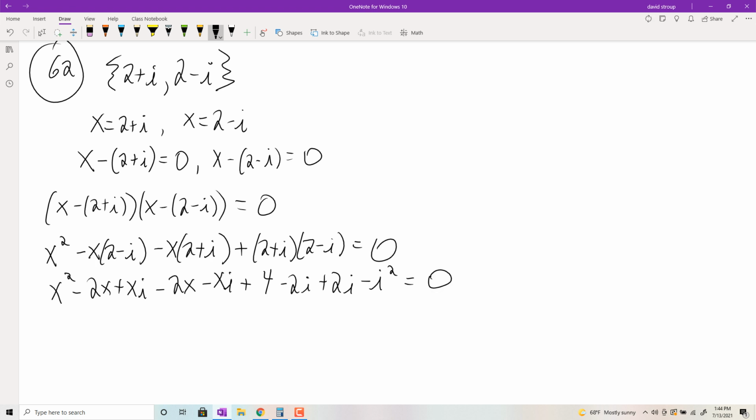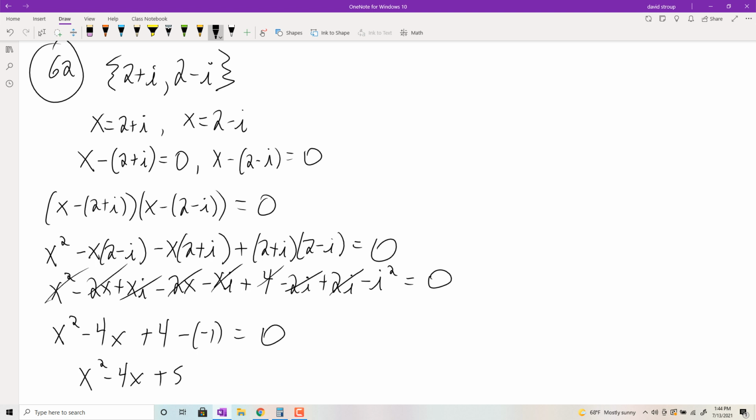Get some cancellations probably. So I have x squared, I got the minus 2x minus, whoops, that's minus 4x then. xi minus xi is 0. And then I get 4, so plus 4. Minus 2i plus 2i is gone. Replace i squared with negative 1. And then finally, x squared minus 4x plus 4 plus 1 is plus 5. And then we have our original equation.